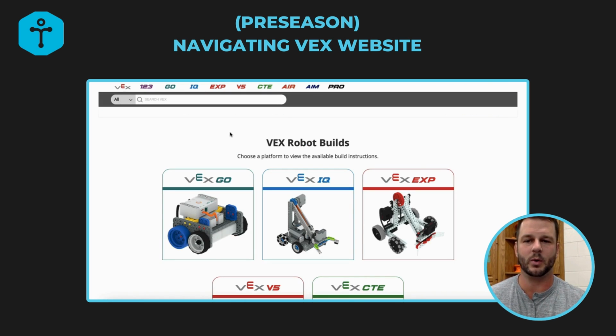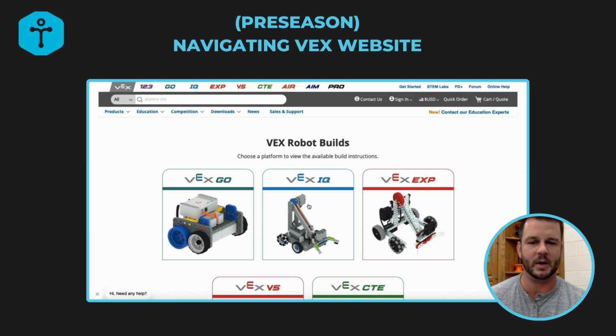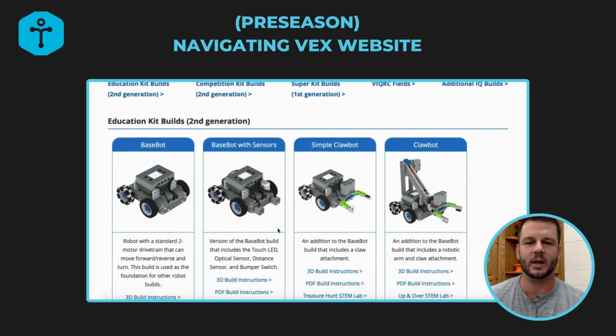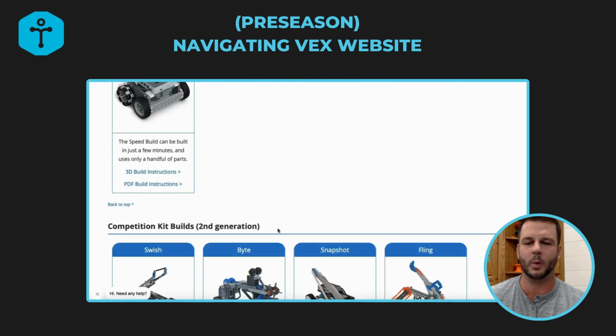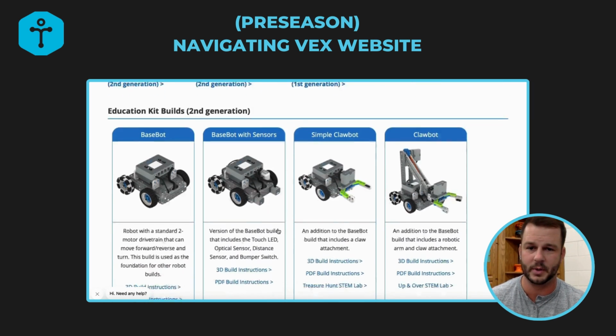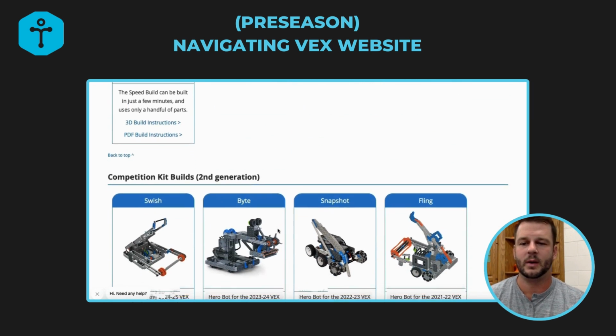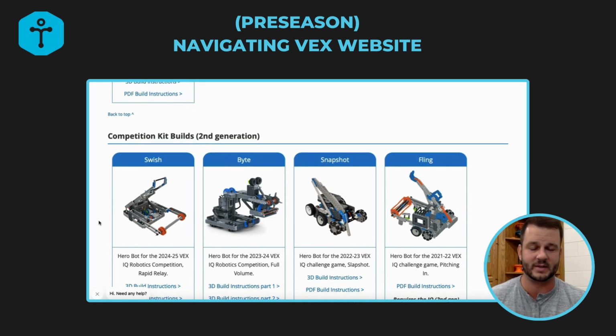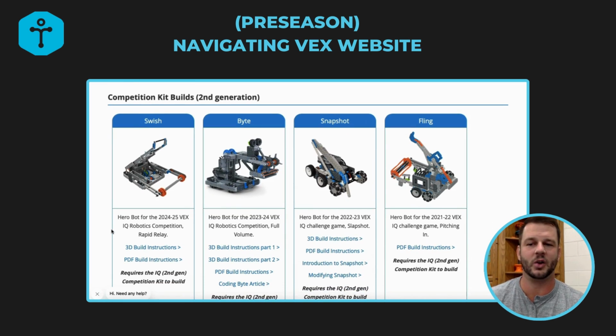And this is especially important for first-year teams or young, inexperienced teams. We're going to go ahead and click on VEX IQ. And if you look right here, you can start to see a lot of different types of robots. Very simple robots, especially up here. But if you scroll down, these are the competition kit builds. These are the competition robots, the hero bots they call them, that can actually compete in this year's or last year's or the year before's game. And so this year's robot is called Swish. Highly, highly encourage you to start that robot with your team.